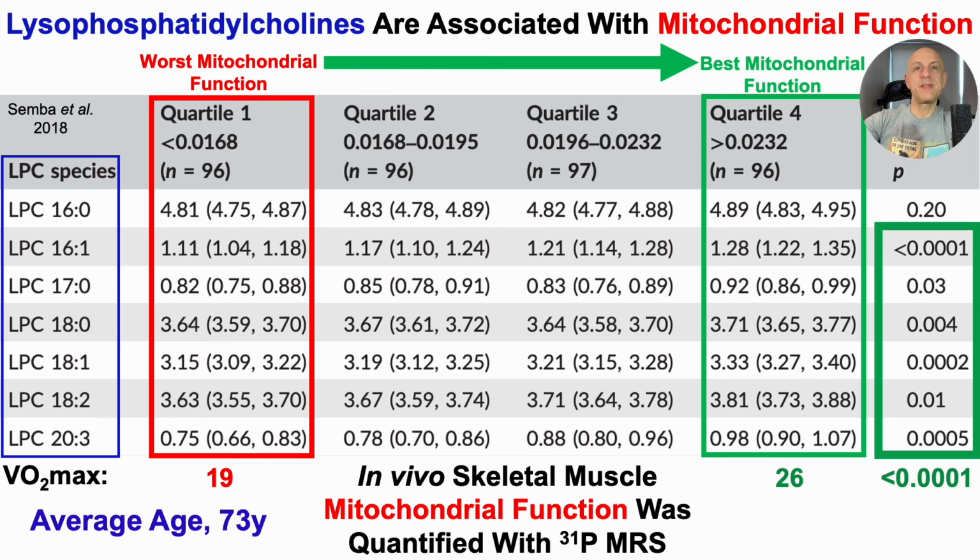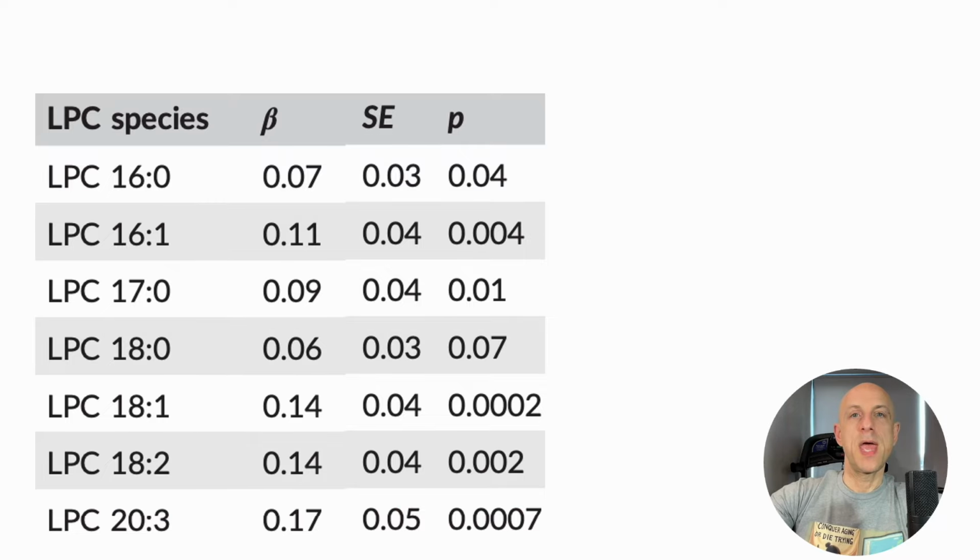But note that this study was in 73-year-olds. So let's take a look at LPC 16-0, if this is indeed also a part of the LPCs being associated with mitochondrial function. And that's what we'll see here.